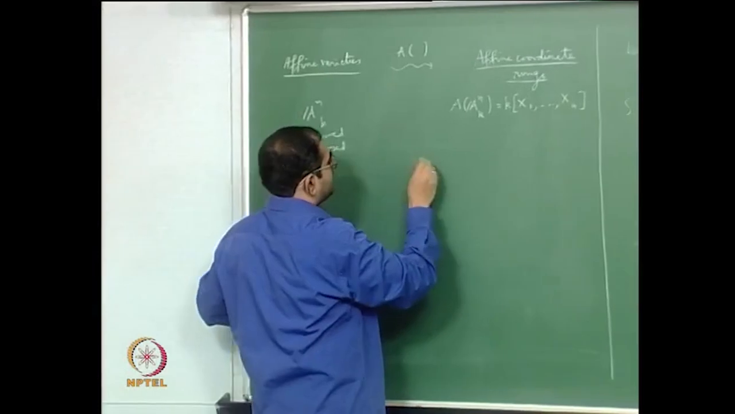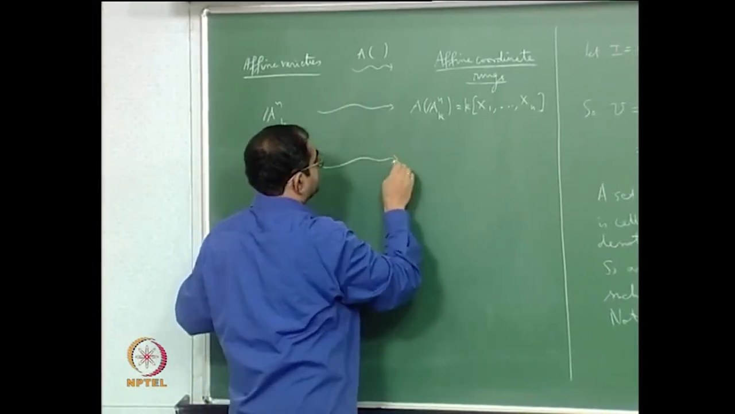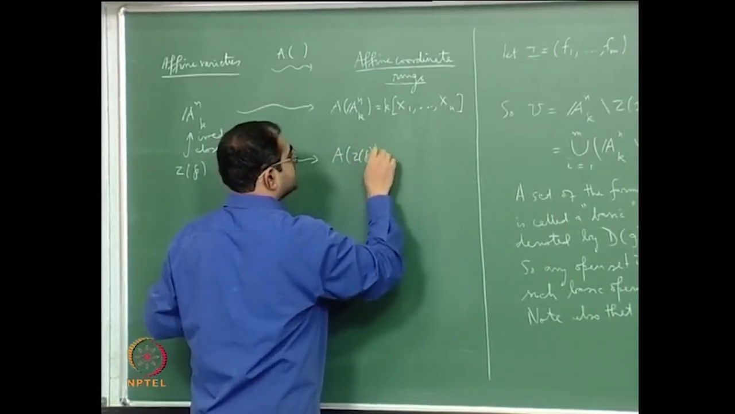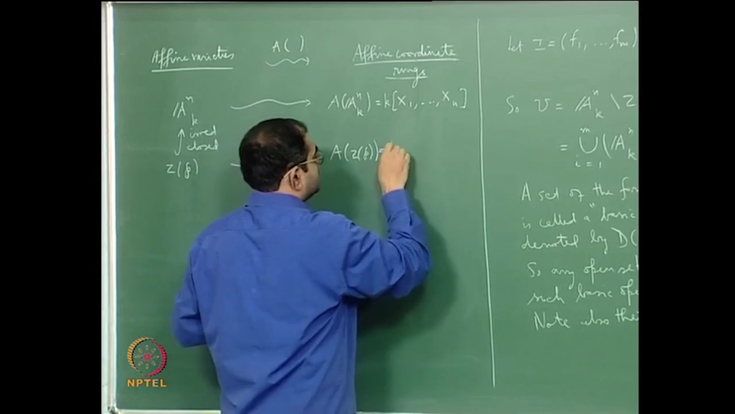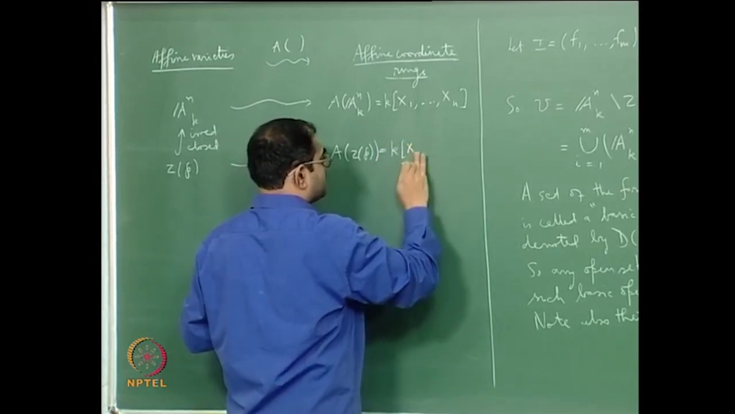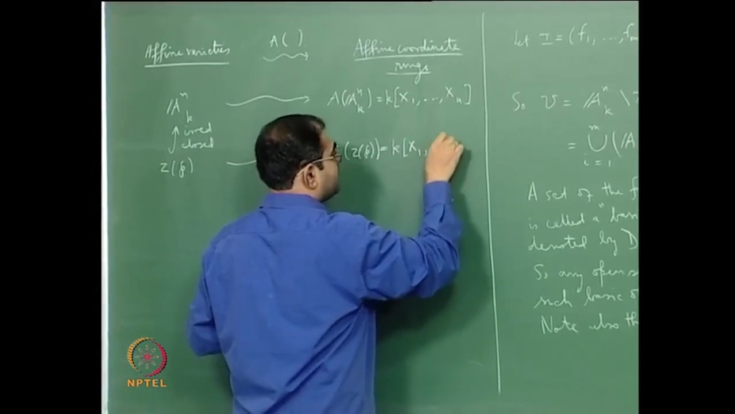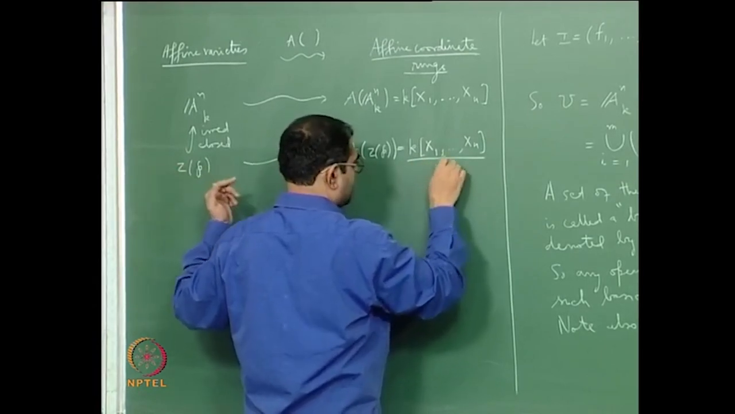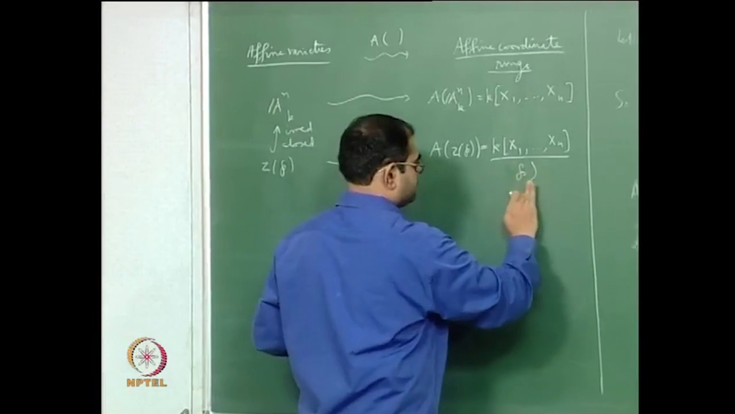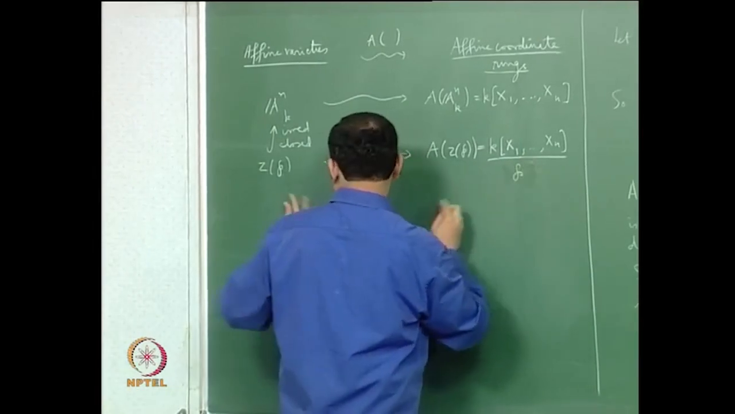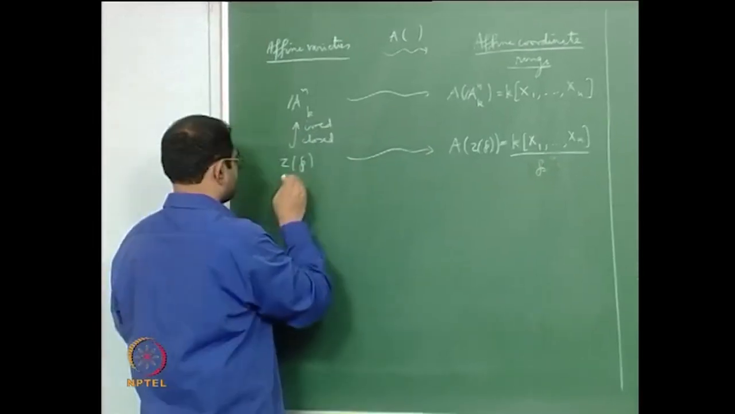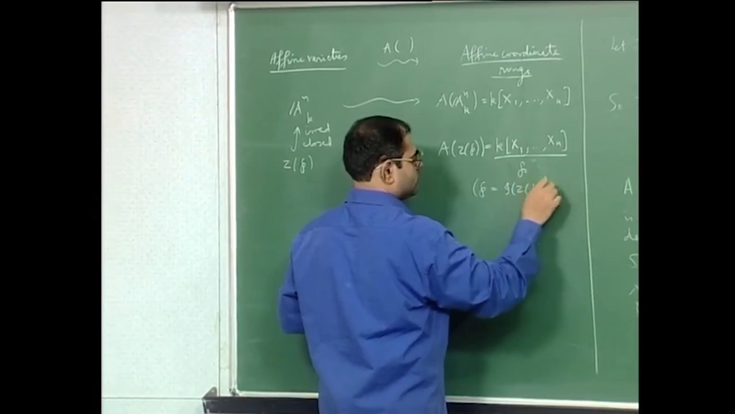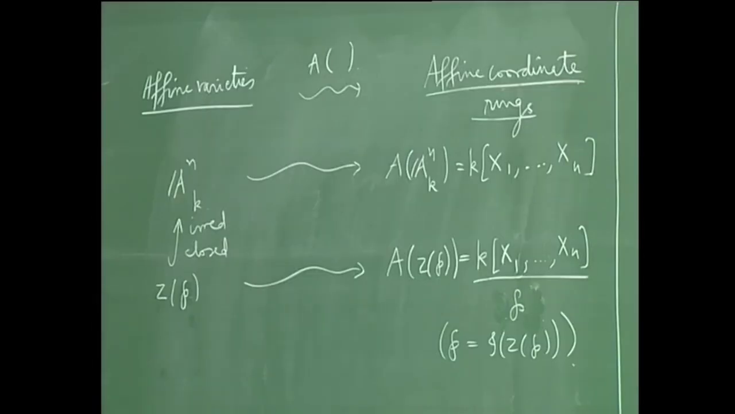And for it, the corresponding affine coordinate ring, or ring of functions, was defined to be A of Z of P equal to the coordinate ring, the ring of functions on the ambient, larger affine space, divided by the ideal of that variety, which is just P. Where of course P is the ideal of Z of P. This is how we define it.